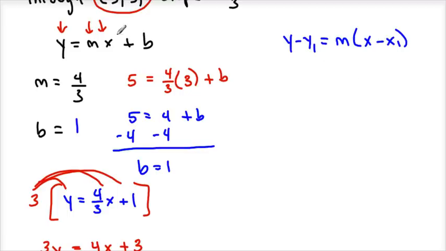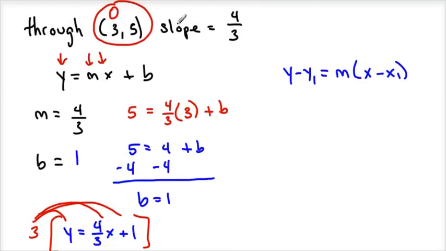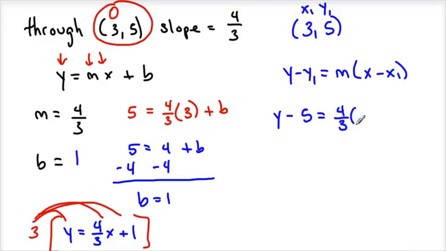In this case, my point here is (3, 5), so my 3 is my x1, my 5 is my y1, and my m is my slope as always. So I'm just going to plug in. Y minus y1, which is 5, equals 4/3 times x minus x1, which is 3. So that's the first thing I did, was just plug in.